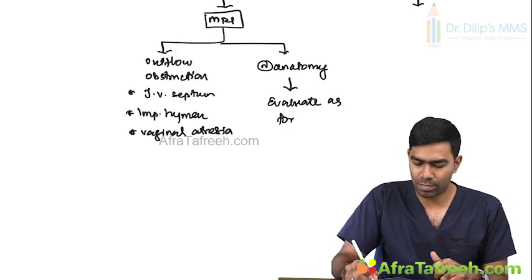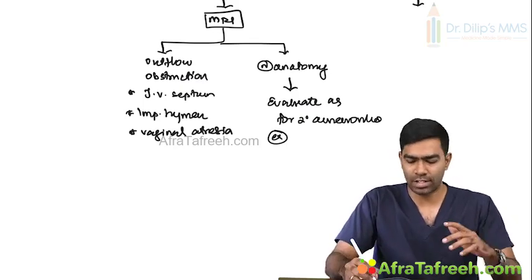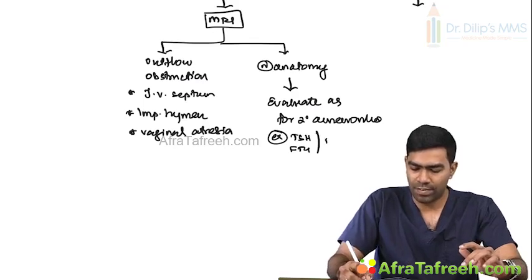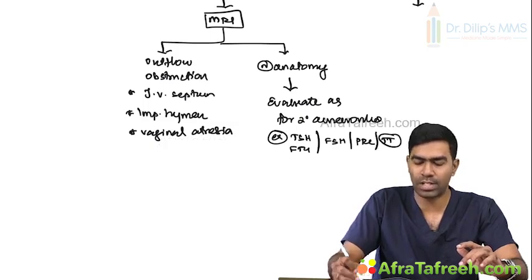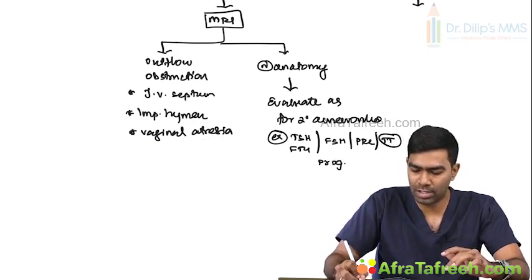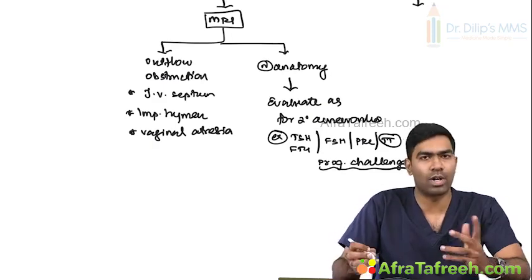How will you evaluate for a secondary amenorrhea? You are going to evaluate in the same way. For example, you will be doing multiple investigations like TSH and free T4. You will be doing FSH, you will be doing prolactin, you will be doing total testosterone if the patient is showing hyperandrogenic features, and you will be doing progesterone challenge testing. So a lot of tests you can perform, and you can find out what is the primary problem.